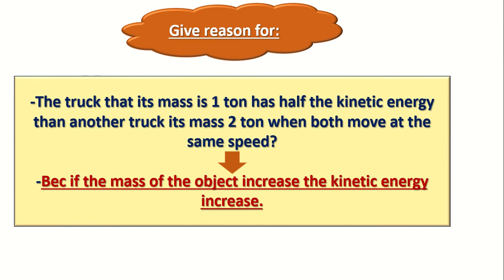Okay, give reason. The truck whose mass is 1 ton has half the kinetic energy of another truck whose mass is 2 tons when both of them move at the same speed. What is the meaning of that? Let's think together. We have two trucks with different masses. One truck has 1 ton mass and the other truck has 2 ton mass, okay? And both of them are moving at the same speed. Why does the truck with 1 ton mass have half of the kinetic energy of the 2 ton mass? So 1 ton mass has less kinetic energy. Why? Because when the mass increases, the kinetic energy increases. Excellent. And when the mass decreases, the kinetic energy will decrease. Super.